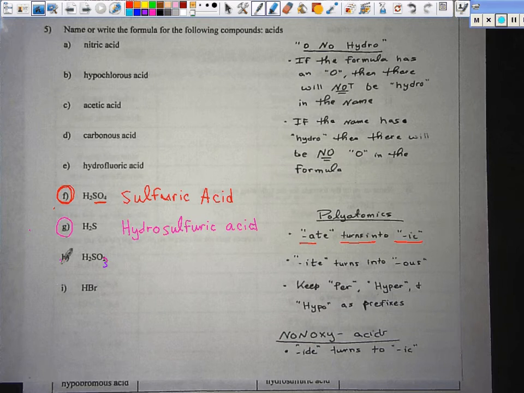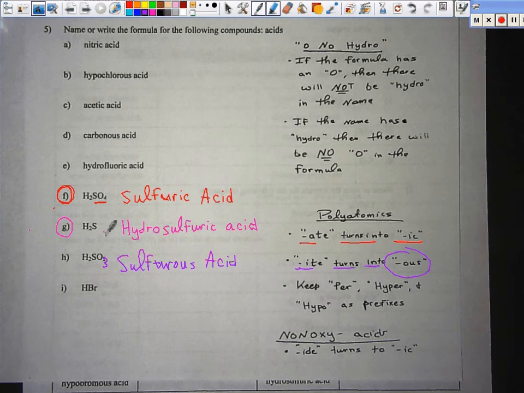So what is the next one? Sulfurous. Very good. And that's only because it had more oxygen. Well, it went from sulfate to sulfuric, and so the name changes. Okay. Ate is ic, ite is us. Okay, sulfurous.